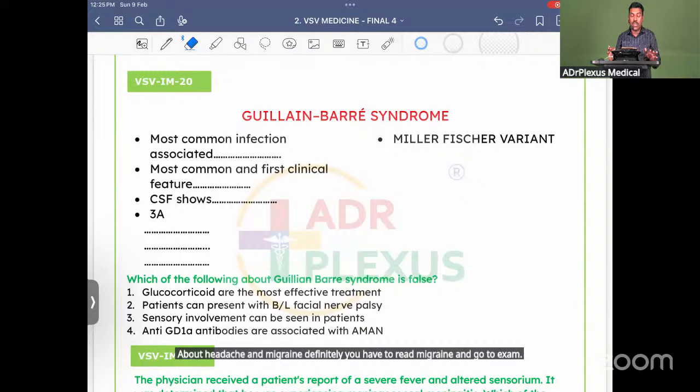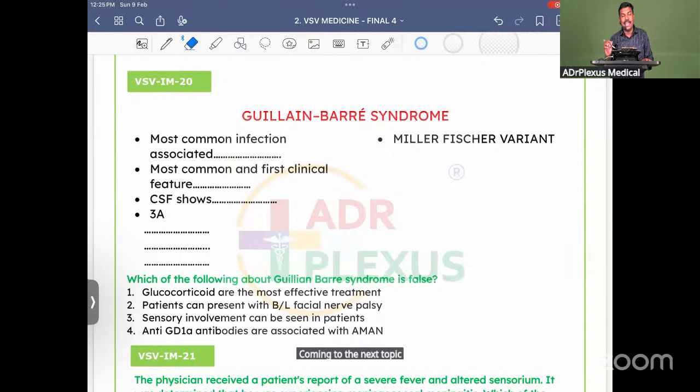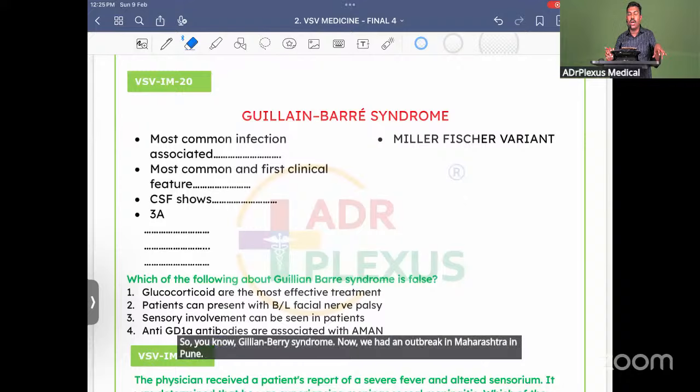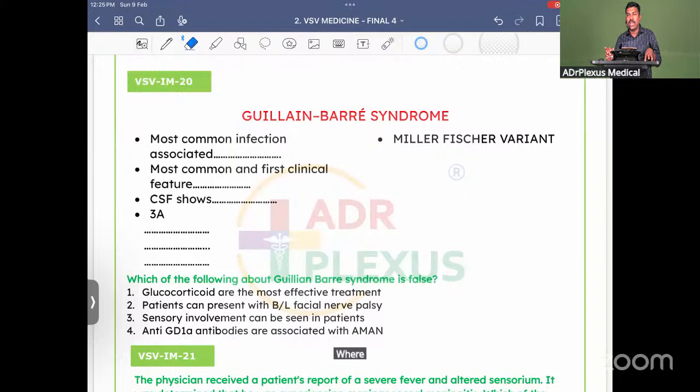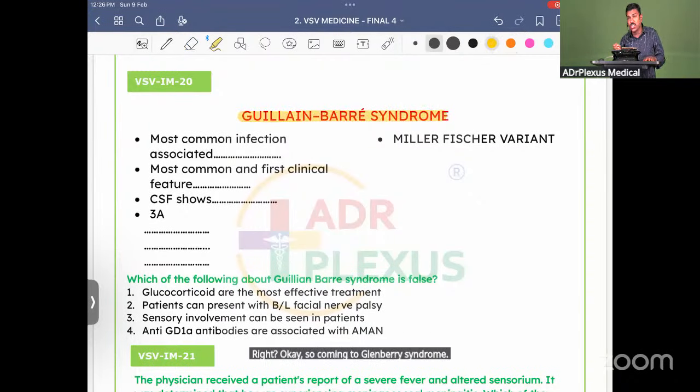Coming to the next topic, which is going to be Guillain-Barré syndrome. Now we had an outbreak in Maharashtra, in Pune, of Guillain-Barré syndrome. So this might be an important topic for the exam because there was an outbreak, right? Coming to Guillain-Barré syndrome, which is called GBS. There are different types.